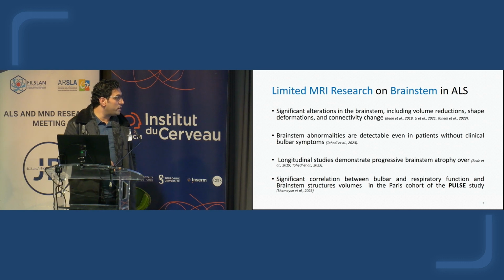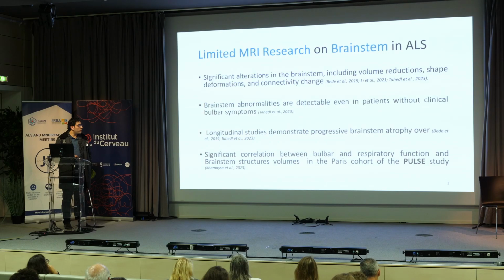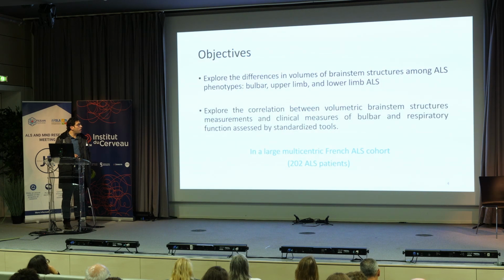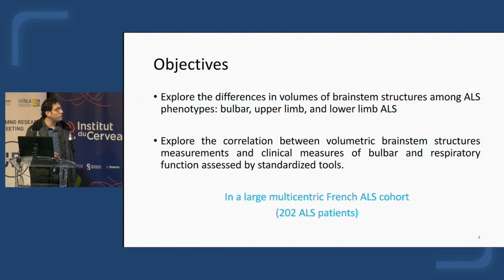Last year we published a paper on the correlation between bulbar and respiratory function and the brainstem in the Paris cohort of a clinical trial called PULSE. I will talk a little bit about it in the next slides. This study has two main objectives. The first is exploring the differences in brainstem structure volumes among ALS patients based on the phenotypes, that means where the symptoms first appeared in these patients, namely bulbar, upper limb, and lower limb.